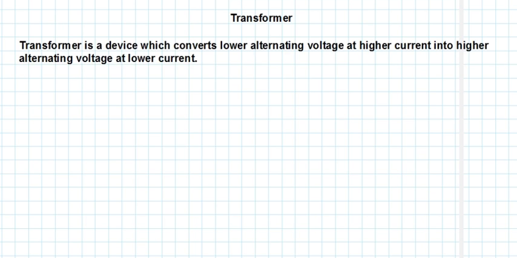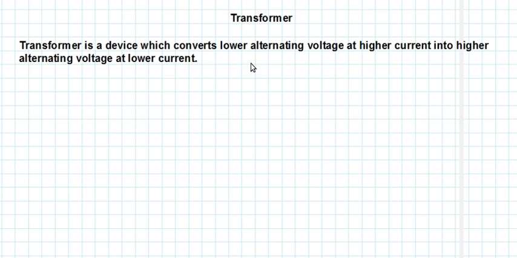Welcome back. Today we will discuss transformers. We have already learned about transformers in our elementary classes. From our elementary classes, we know that a transformer is a device which converts lower alternating voltage at a higher current into higher alternating voltage at a lower current.